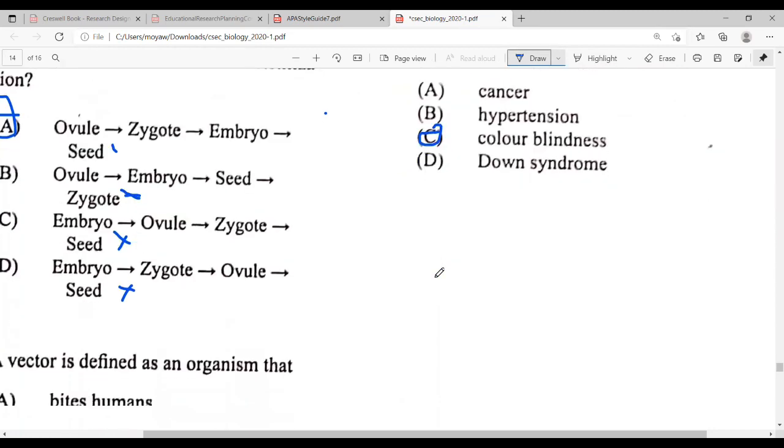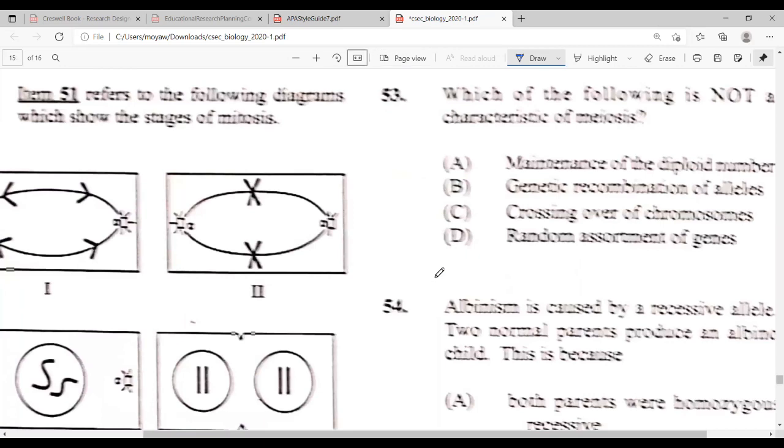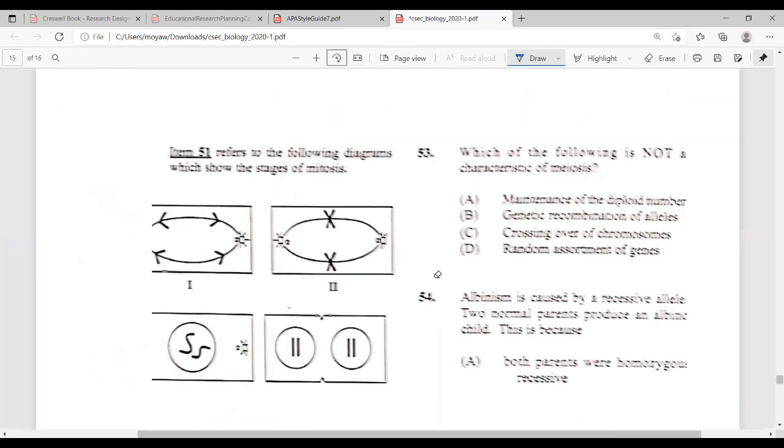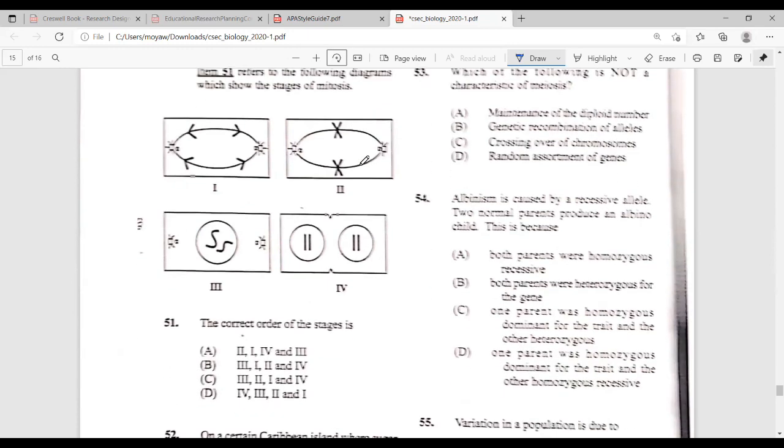So moving on to 51. So 51 is a little bit blurry, so just bear with me. If you watched part 1, you would have known that the papers are not so clear. Item 51 refers to the following diagrams, which show the stages of mitosis. So this is something that we would have known.